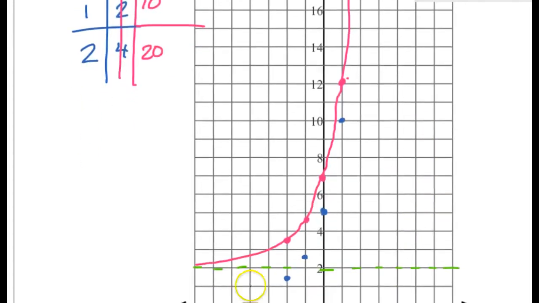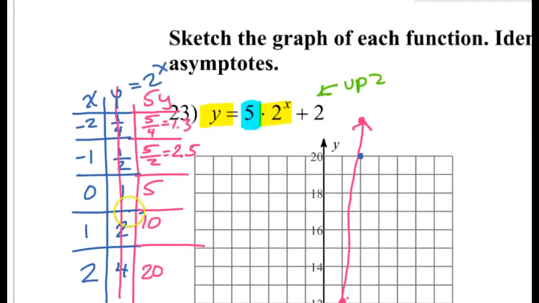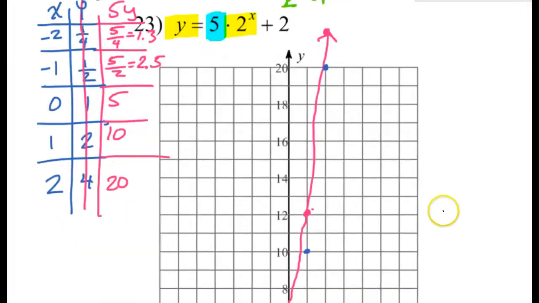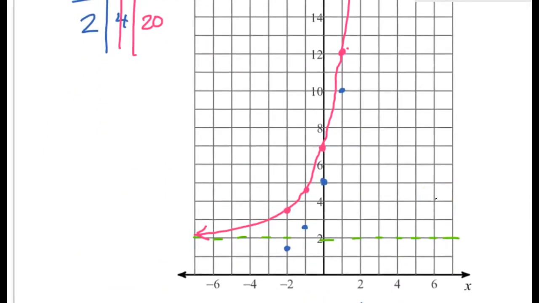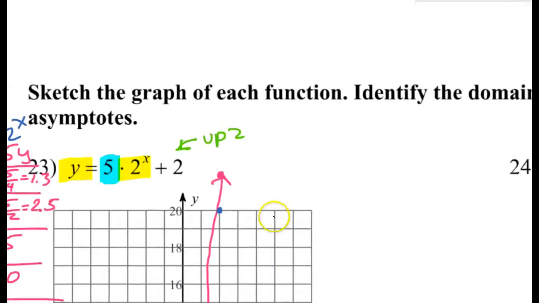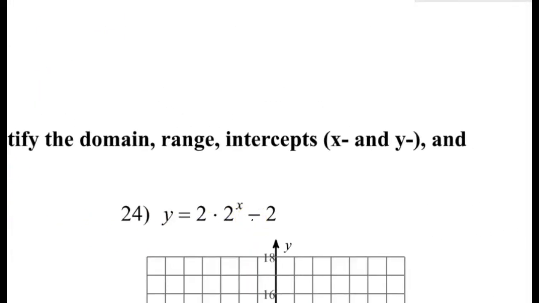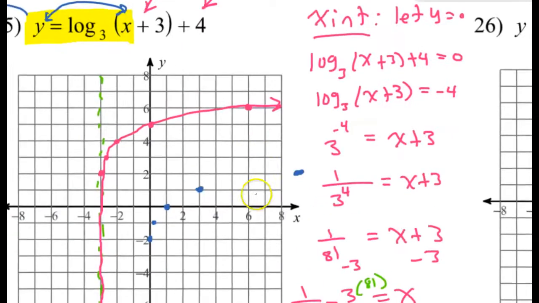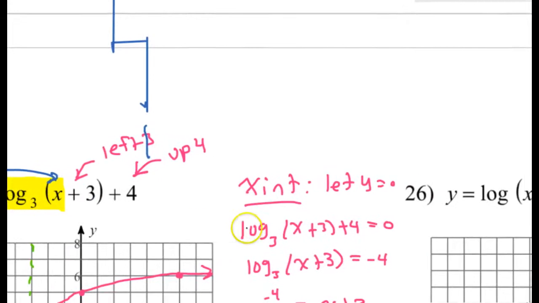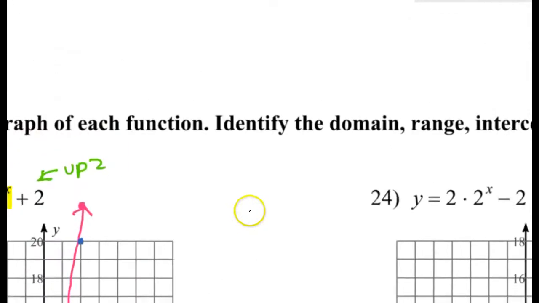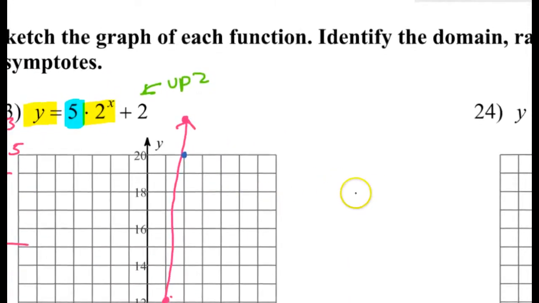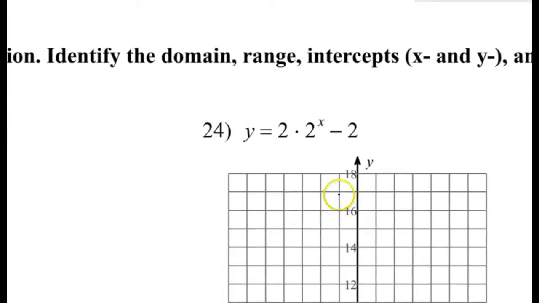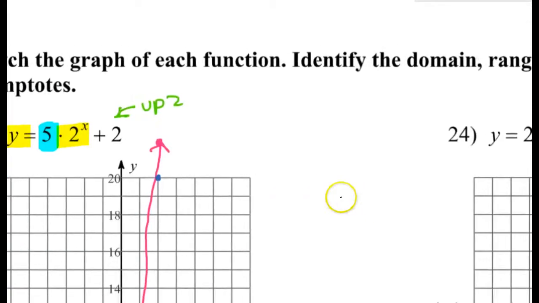Okay, so your graph should look something like this. Now, on this particular problem, I did not ask you for the x-intercept or the y-intercept, but I might. Wait, it says identify the domain, range, intercepts x and y, and asymptote. Okay, I guess I did. Let's do all that stuff. Does it say that for the logarithm functions too? Might have to go back and edit the video I did before. So we need the domain, range, x and y intercepts, and the asymptote.